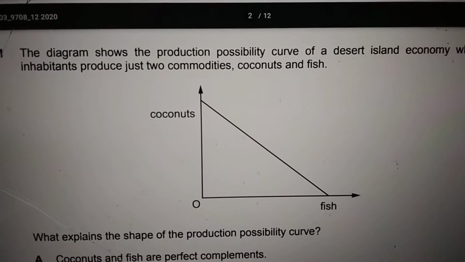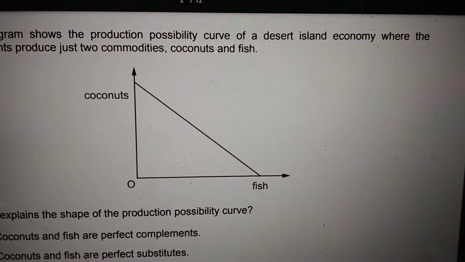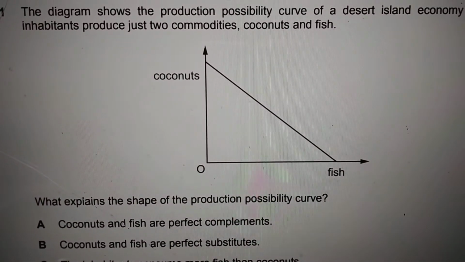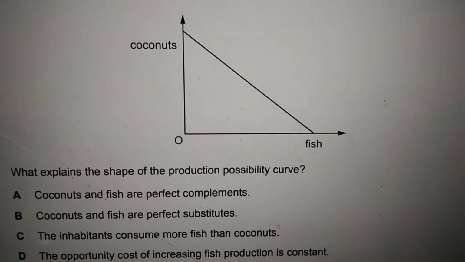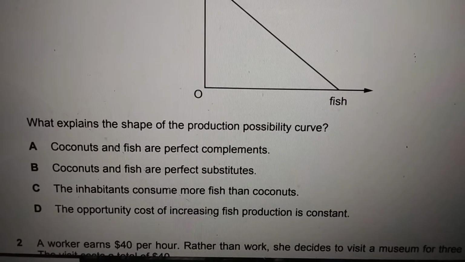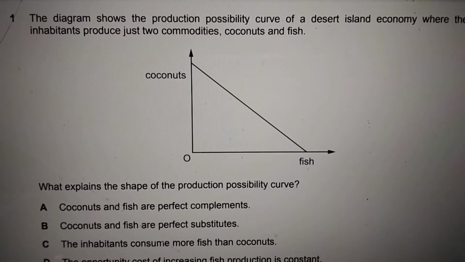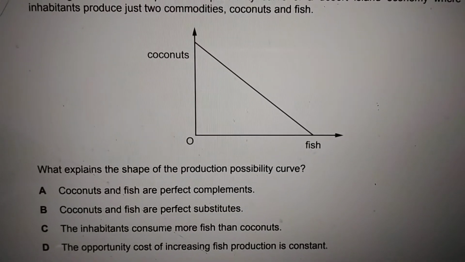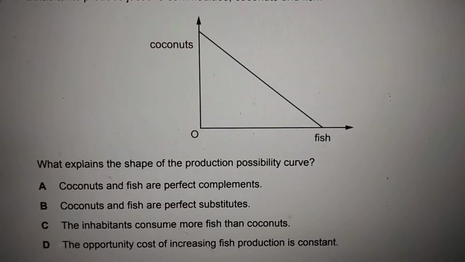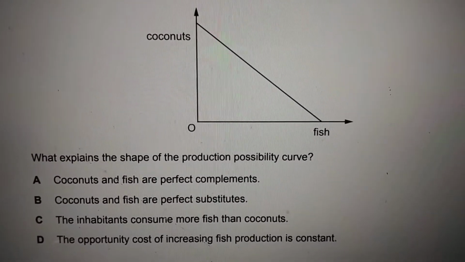So the question is: the production possibility curve of a desert island economy where inhabitants produce just two commodities, coconuts and fish. What explains the shape of a production possibility curve? If you are well prepared for this AS level, even in the O levels also, you know that when there is a straight line, it is considered to be a PPC with constant opportunity cost.